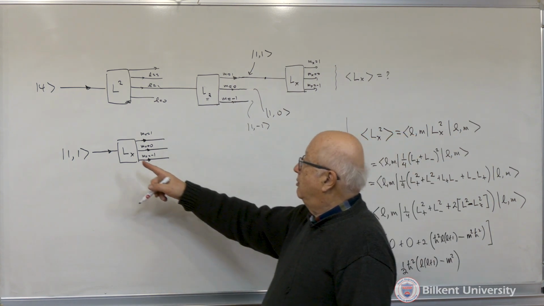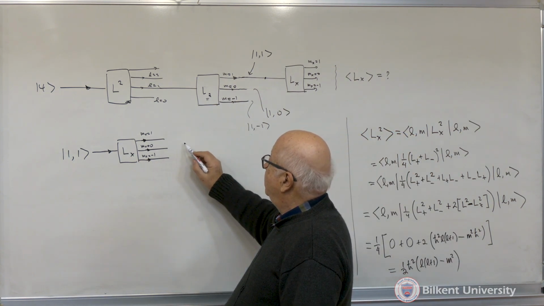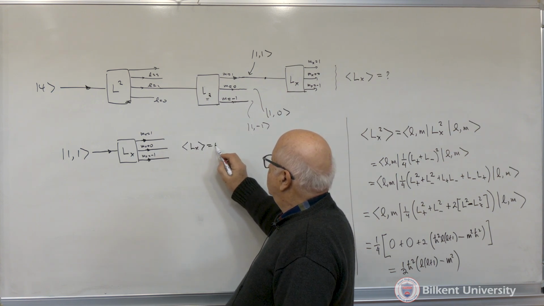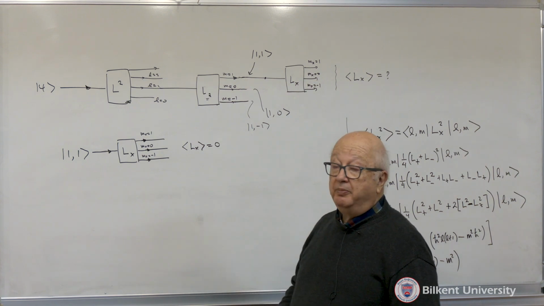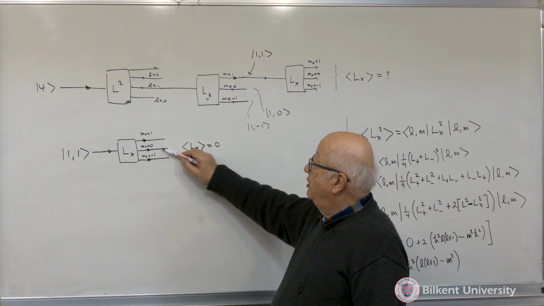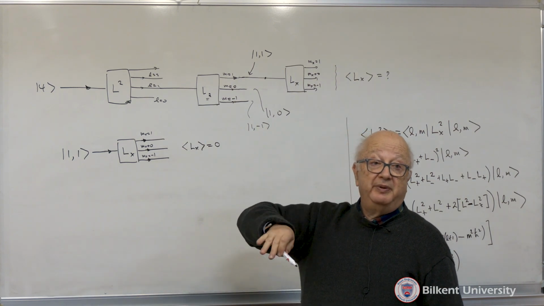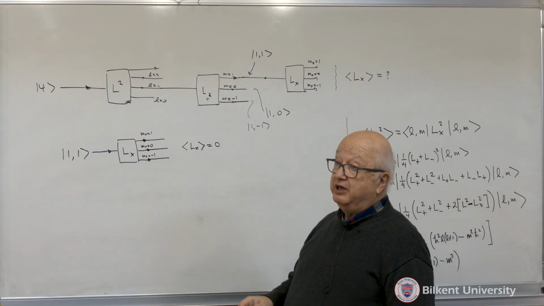Now, I found out that if I find what Lx average is, I get 0. Apparently I get sometimes 0, sometimes minus 1, sometimes 1, but I get them in such a symmetric fashion that on the average I get 0.